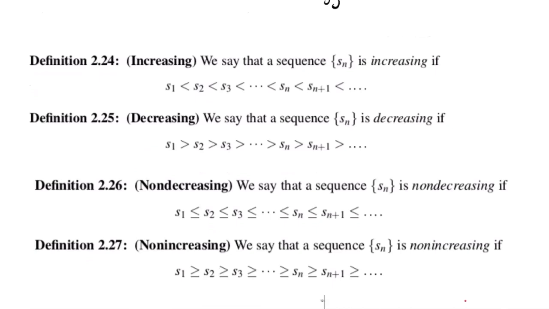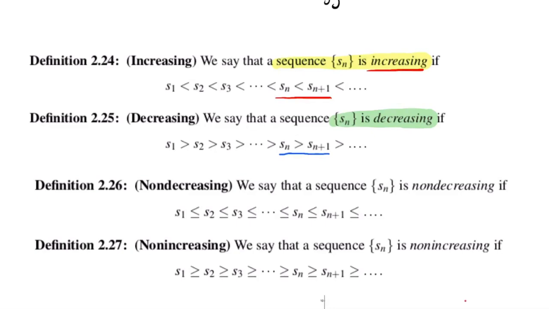So given a sequence Sn, we're going to call that sequence increasing if for every value of n, the (n+1)th term is strictly bigger than the nth term. So a sequence is increasing if the terms are getting strictly bigger as you read out the list in the sequence. On the flip side, we'll call it decreasing. A sequence is decreasing if the (n+1)th term is strictly less than the nth term for all n. So the terms of the sequence are getting strictly smaller as n increases.